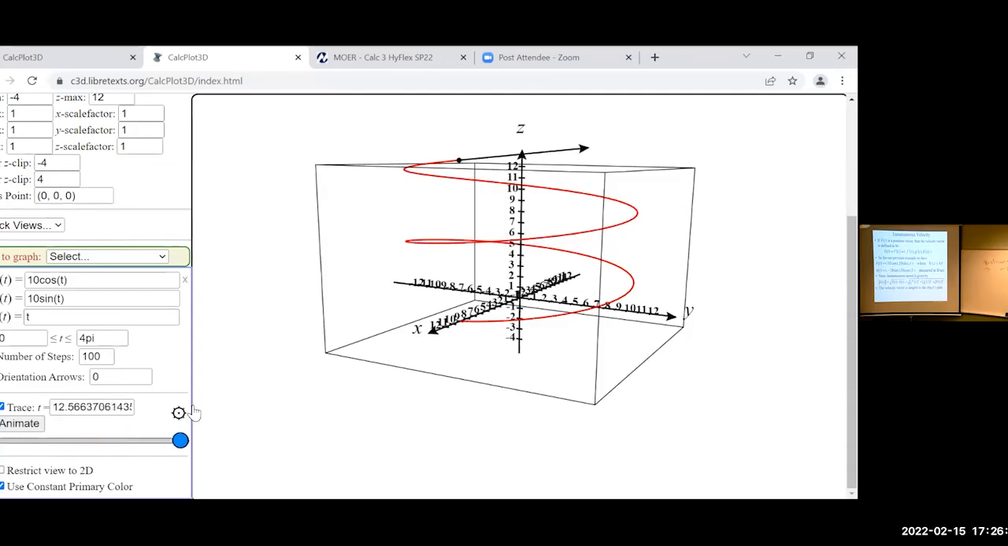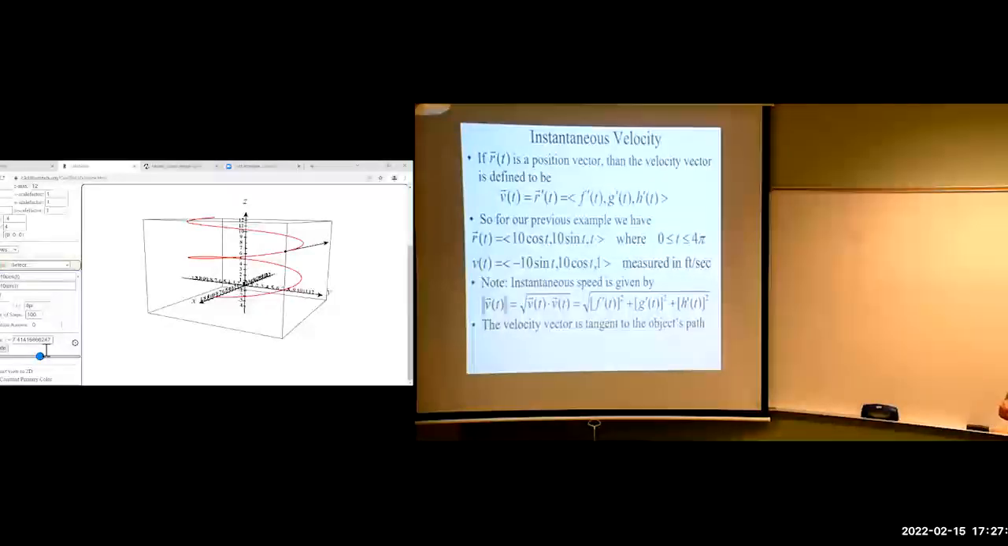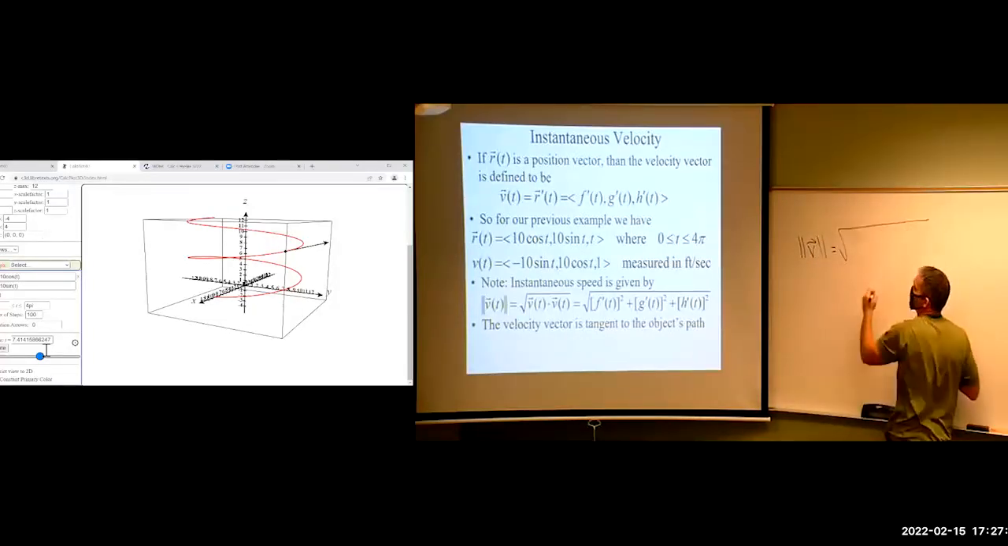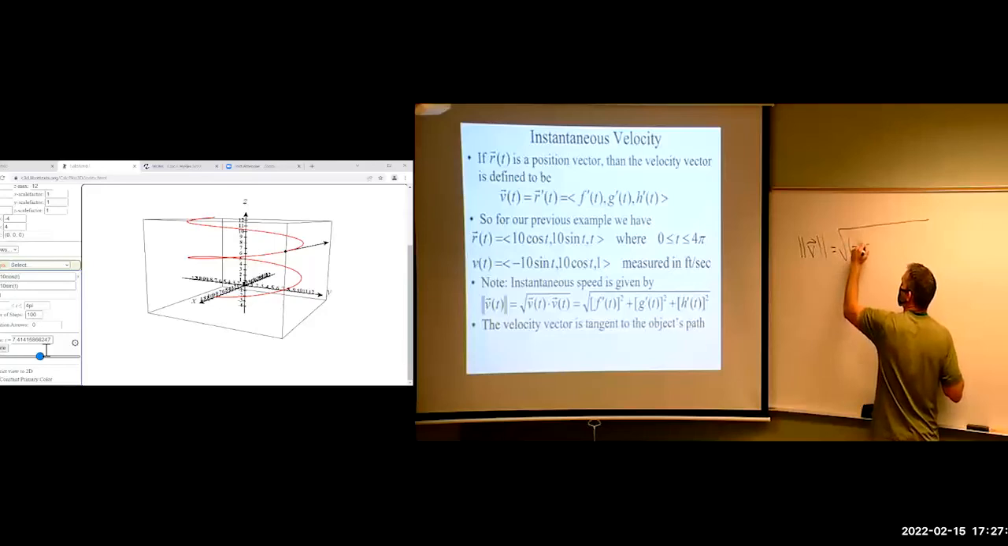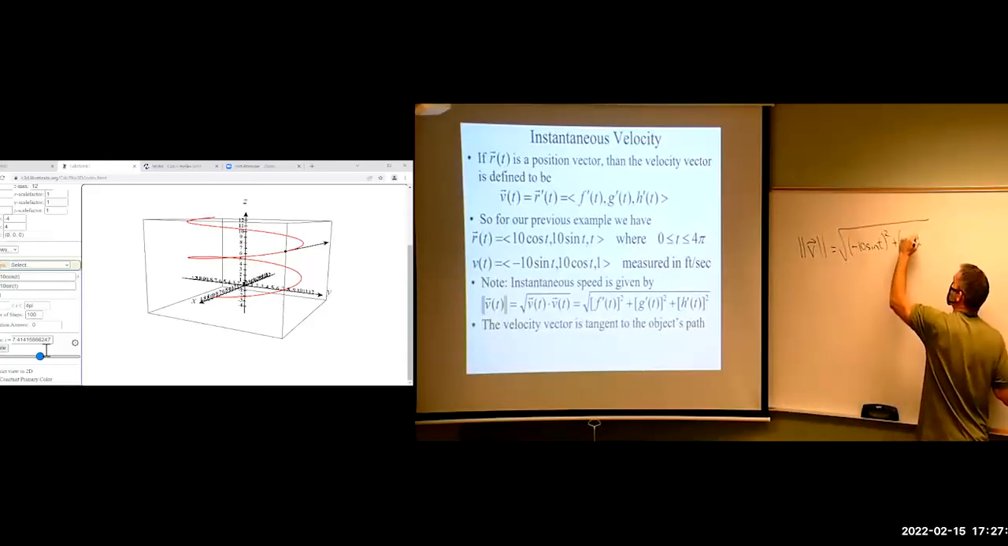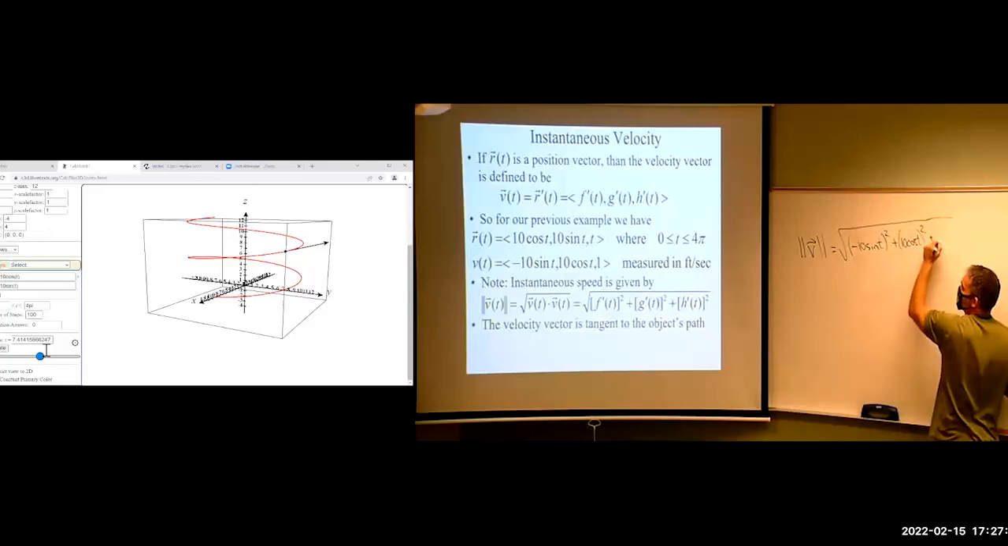All right, we're going to look at something real cool here. We've got a velocity vector of -10 sine t, 10 cosine t, 1. So if I'm looking at the magnitude of v, it's going to be the square root of (-10 sine t) squared plus (10 cosine t) squared plus 1 squared.